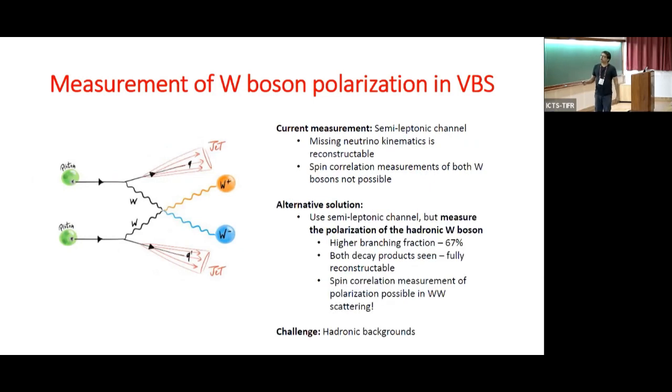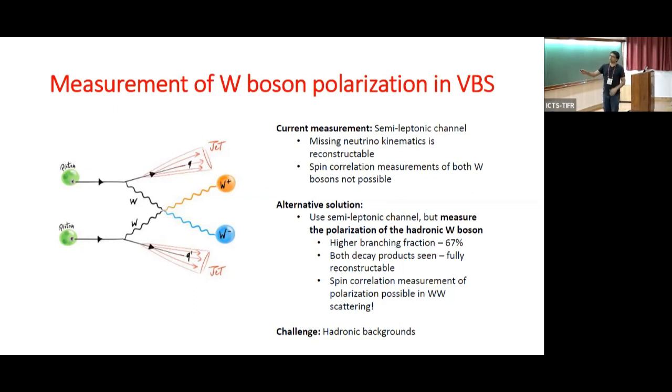So the alternative solution is to use the semi-leptonic channel where one decays to a lepton and neutrino, but you now make an ambitious attempt to measure the polarization of a W which is decaying to hadrons. The advantage of this is that you have a higher branching fraction to hadrons compared to leptons. 70% of the time, a W boson will decay to hadrons. Both decay products are seen because you decay to quarks, and those quarks radiate and give you the shower. And you can see those decay products, and at least in principle, you can use them to reconstruct the W polarization.